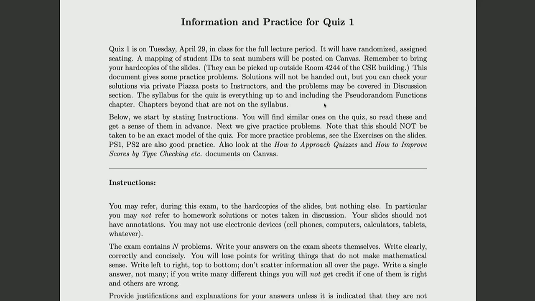The syllabus has been restricted to be only up to and including pseudorandom functions. So in particular, symmetric encryption is not on the syllabus. And I did that just to make things a little easier in terms of the volume of stuff you have to process and understand, right? So it's the earlier part of the class, it's less material, only 2 chapters. So hopefully you have more experience with that at this point, and you can study it in depth and so forth.